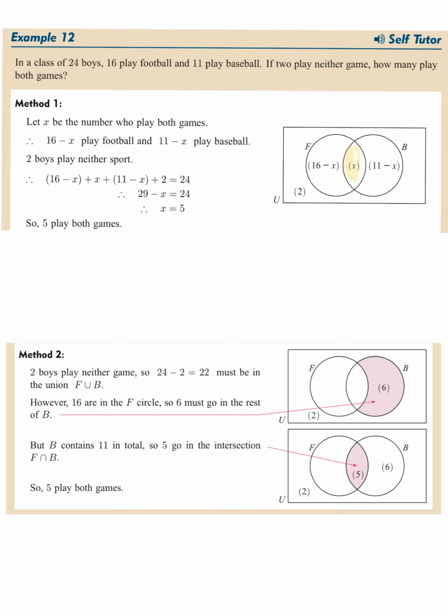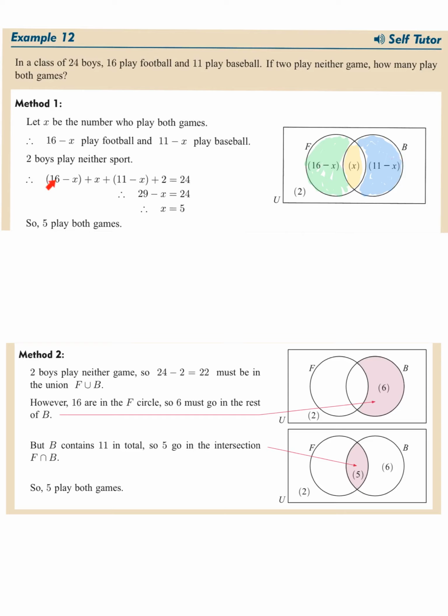When you've got a situation like this, you've got your X, you've got your 16 minus X over here, and then you've got your 11 minus X. Now, just keep in mind that when you're adding across these circles, you can just go 16 minus X plus 11 minus X. That's everything within the F and B circles. But we also have to add the 2.